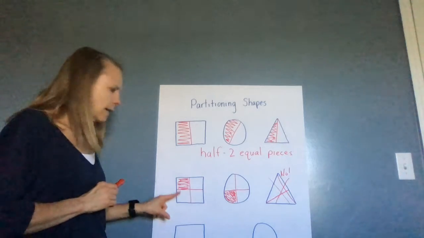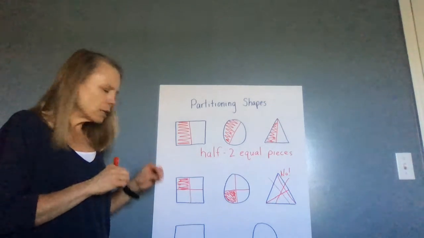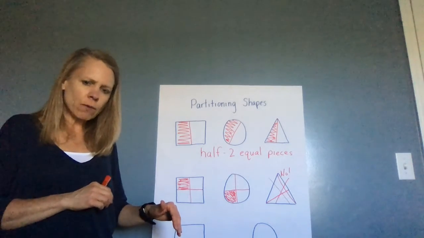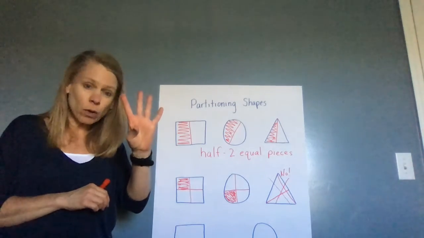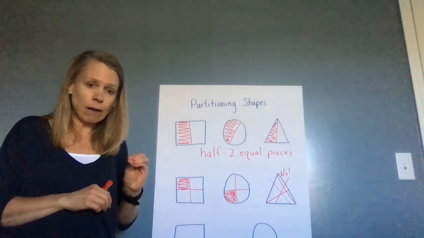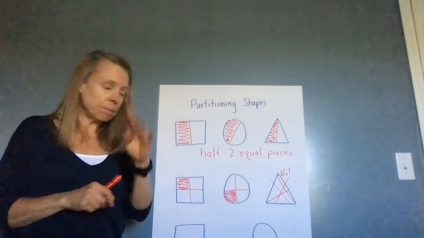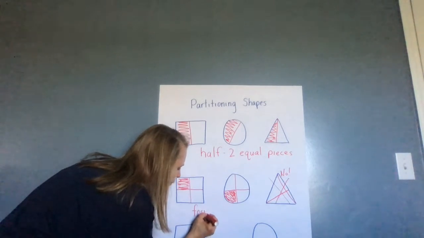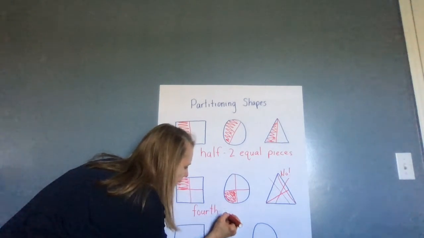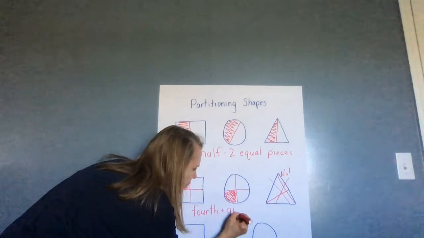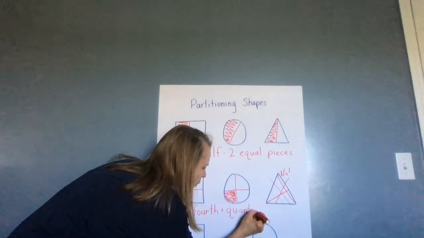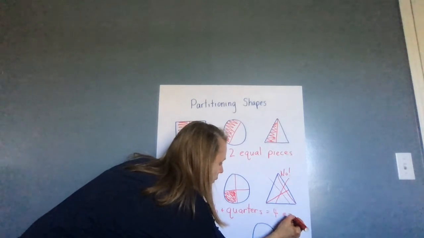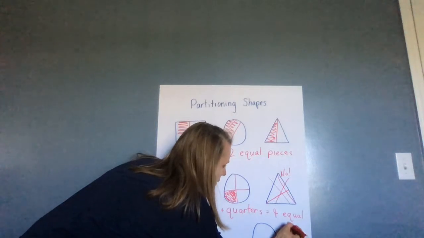So what I have to remember is when I have fourths, how many equal pieces do I have? 4. When I have quarters, how many equal pieces do I have? 4. They are the same. Okay, so when I have fourths and quarters, it equals 4 equal pieces.